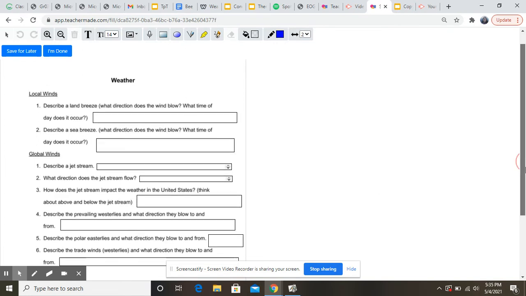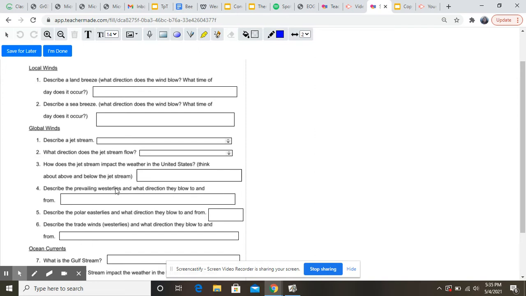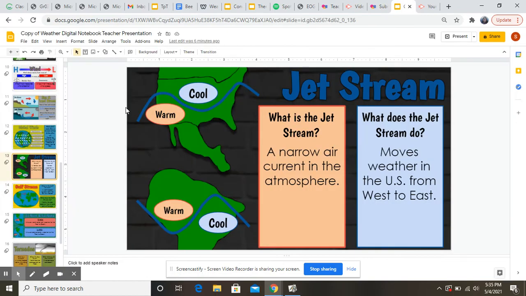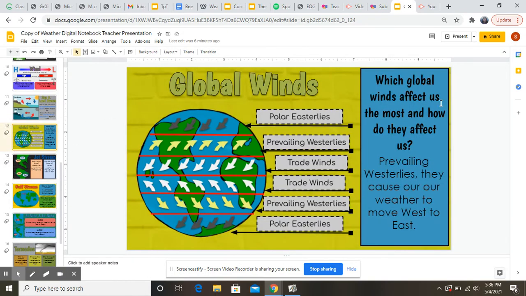Okay, next we're going to talk about global winds. So we're going to talk about prevailing westerlies, polar easterlies, and trade winds. So, polar easterlies are located on the North and South Pole. They blow from east to west. They are named from the direction from which they blow from. So, polar easterlies are located in the poles, and they blow from east to west. Prevailing westerlies blow from the west to the east. They blow from the west, so they're called prevailing westerlies.